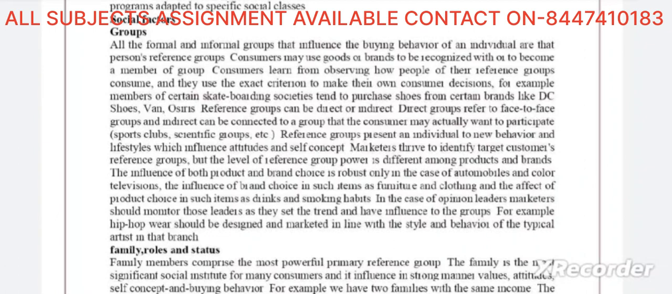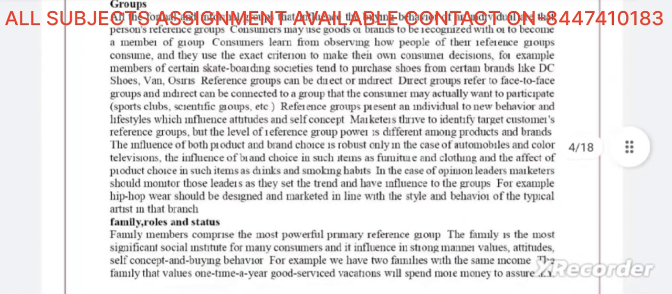Reference groups can be direct or indirect. Direct groups refer to face-to-face groups, and indirect can be connected to a group that the consumer may actually want to participate in. Sports clubs and scientific groups, as reference groups, present an individual to new behavior and lifestyles which influence attitudes and self concept. Marketers strive to identify target customers' reference groups, but the level of reference group power is different among products and brands. The influence on both product and brand choice is robust, as in the case of automobiles and color television.